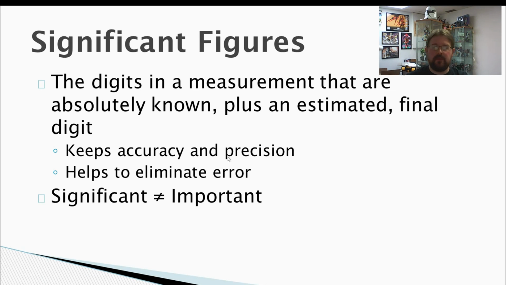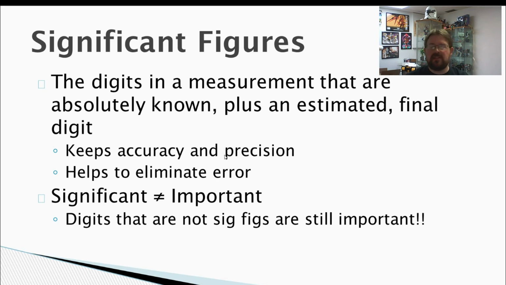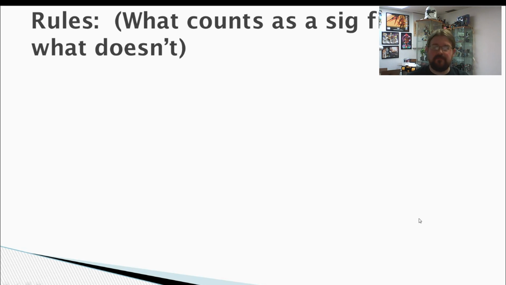Keep in mind, though, that significant does not equal important. Digits that are not sig figs are still important. By the way, sig figs is how we abbreviate significant figures. But every number in a measurement is important. Significant figures count towards the accuracy and precision, but all the numbers are important. I cannot stress that enough, okay? All digits are important.